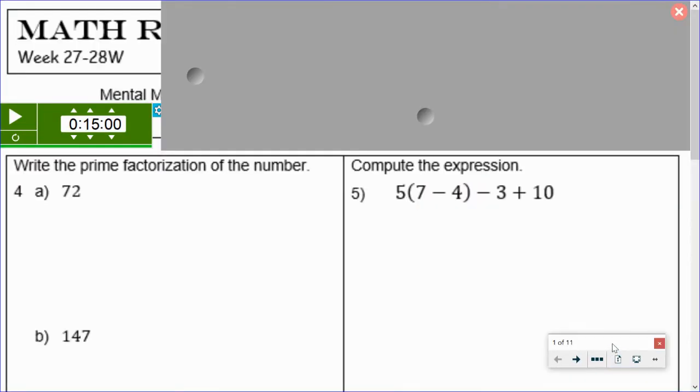First of all, if you're in Mr. Callen's Math Lab class, let's take 5 to 10 minutes and complete the math review, week 27-28W. Come on back when you're ready to check your answers. Press pause if you need to.